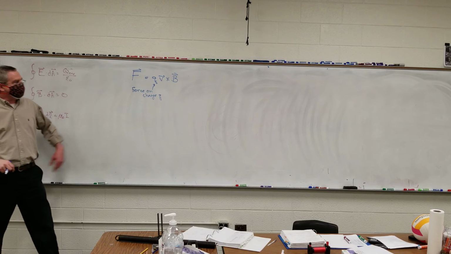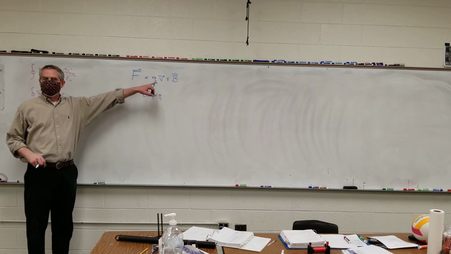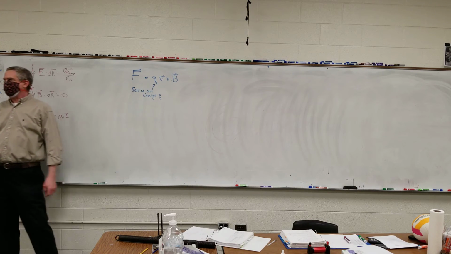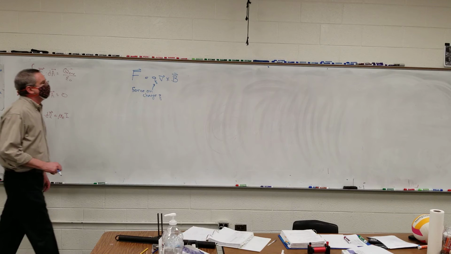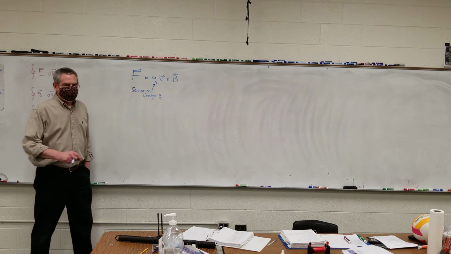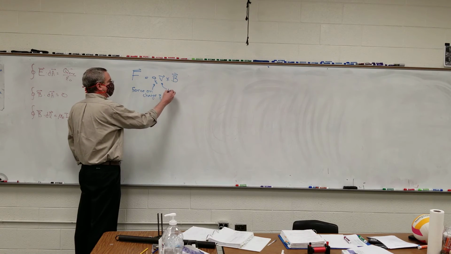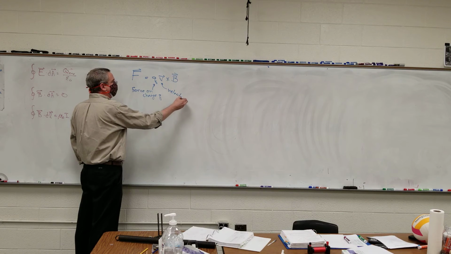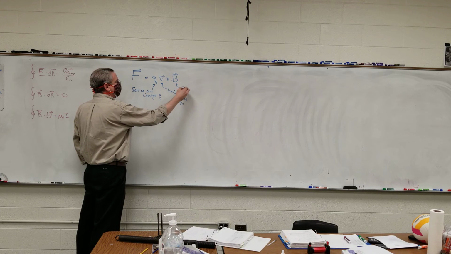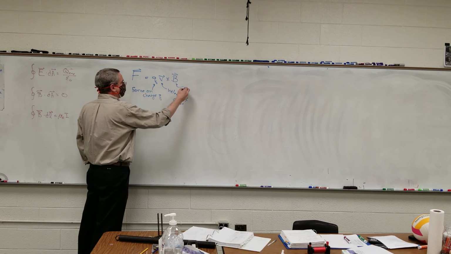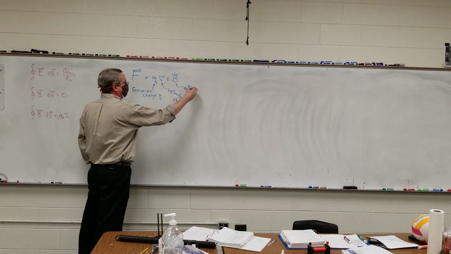Now, as implied in the equation, the charge does need to be moving. There is no magnetic force on a charge that is just sitting there. Well, I should say, if I got a magnet and I got a charge and they're both just sitting there, there's no force involved. So this would be the velocity of the charge. And this is the external magnetic field.